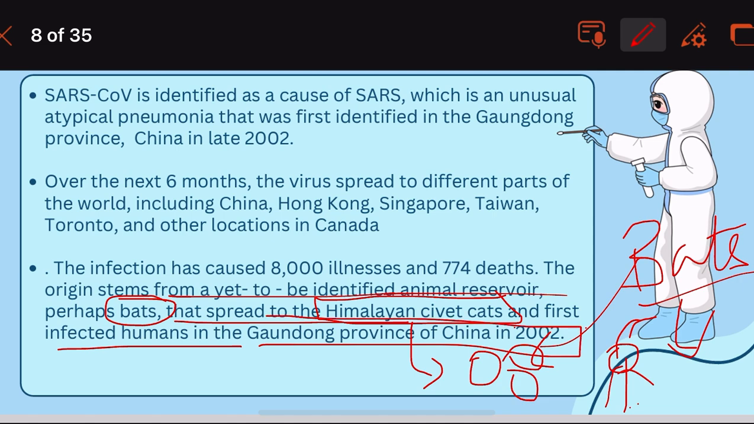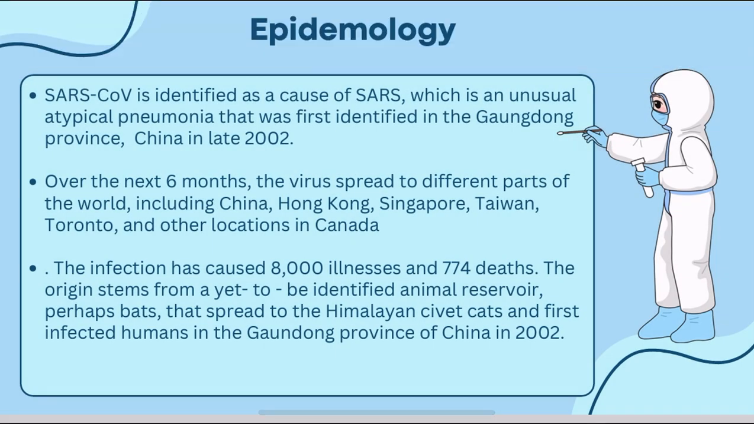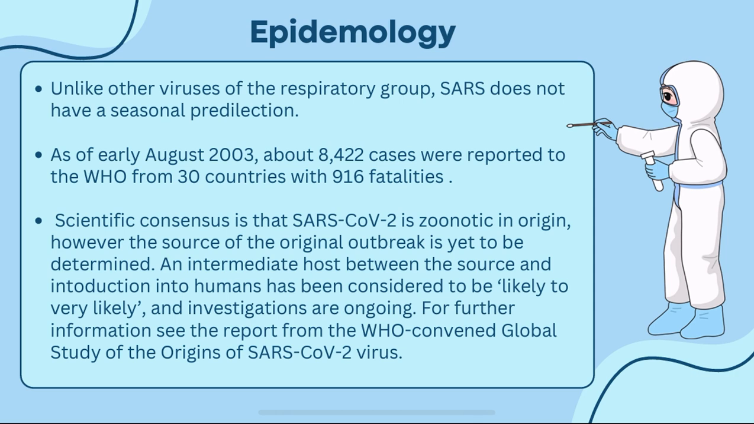And where was the first infected human found? He was found in the Gurgaon province of China in 2002. Unlike the other viruses of the respiratory group, SARS does not have a seasonal predilection.